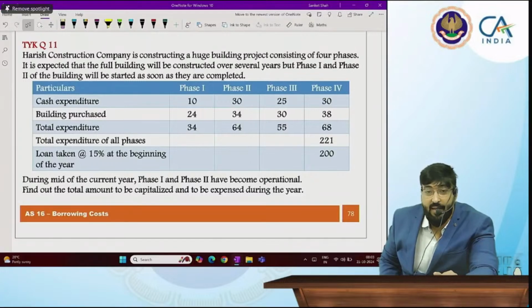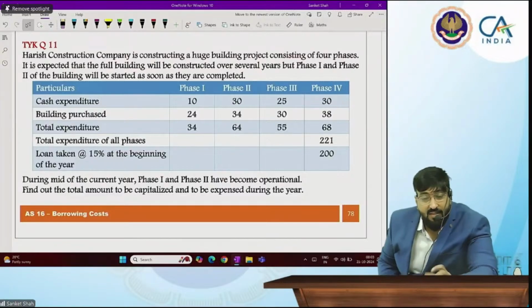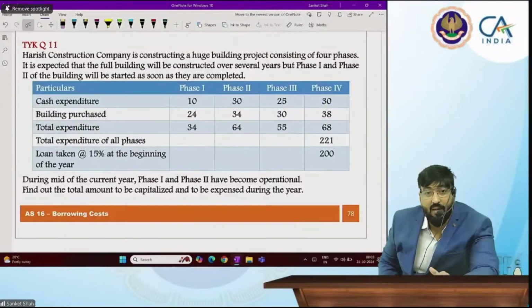Cash expenditure 10, 30, 25, 30. Building purchase, total expenditure. Brother, if you start a phase, you also have to purchase the building and incur cash expenditure, some repairs, routine expenditure. So your expenditure in cash, this is in phases, no? So you are constructing a building, so the building construction cost is 24, 34, 30 and 38, and the other cash expenditure you incurred is a phase expenditure. So total expenditure in all phases will be 221, but I have taken a loan of only 200.